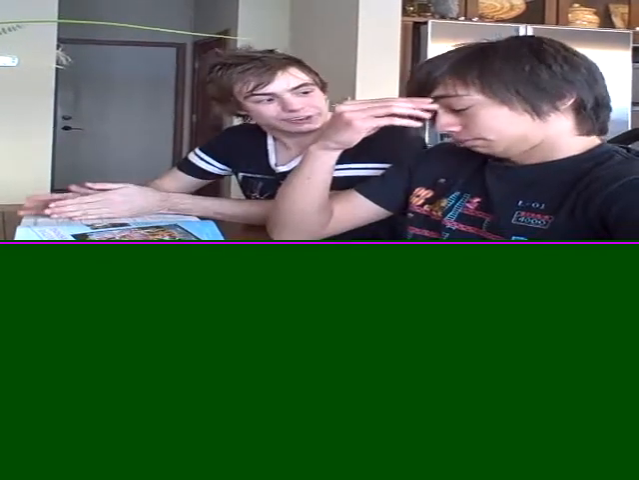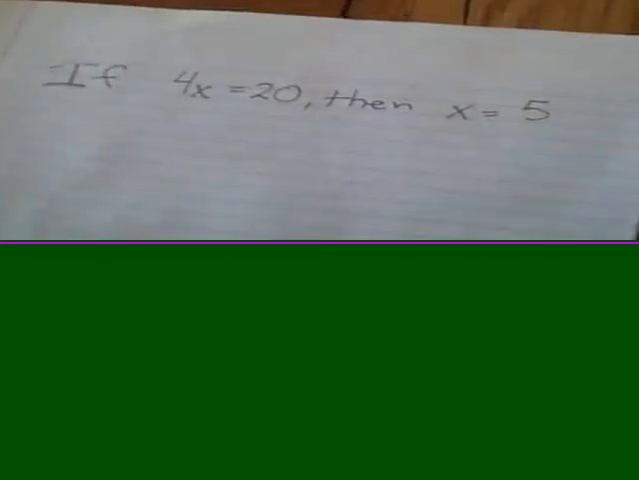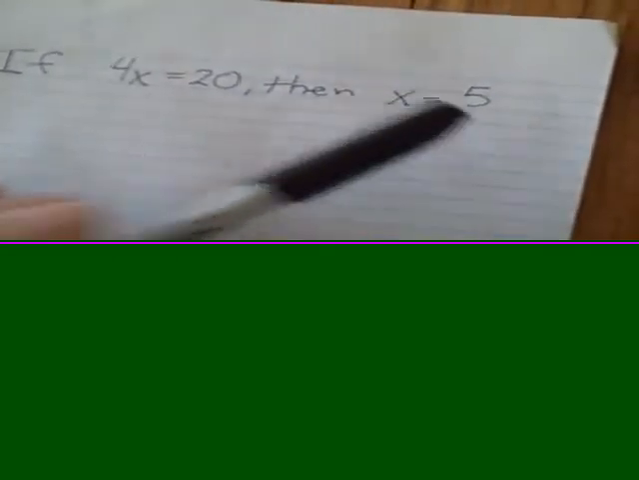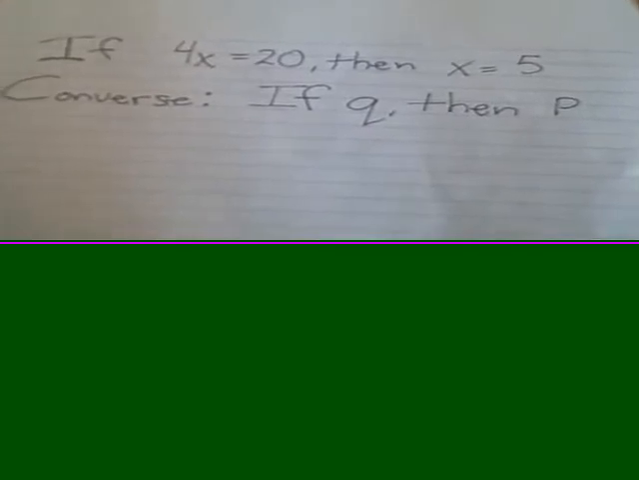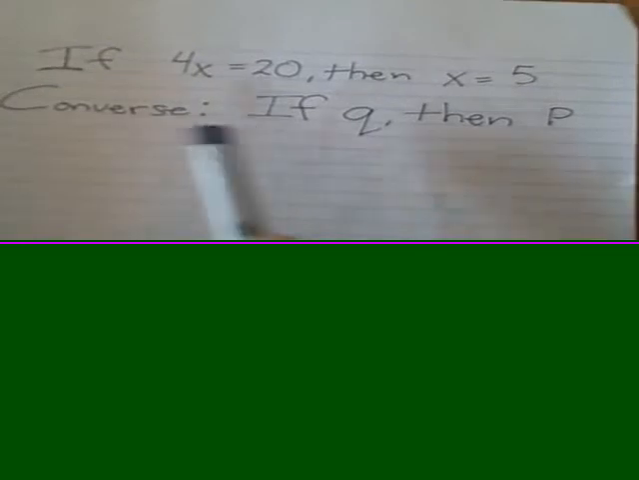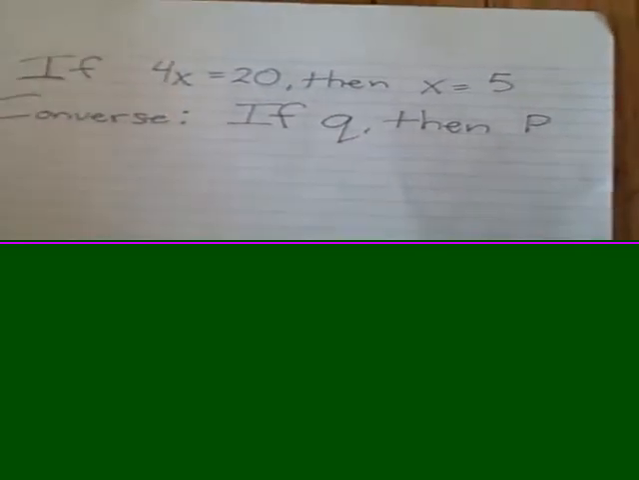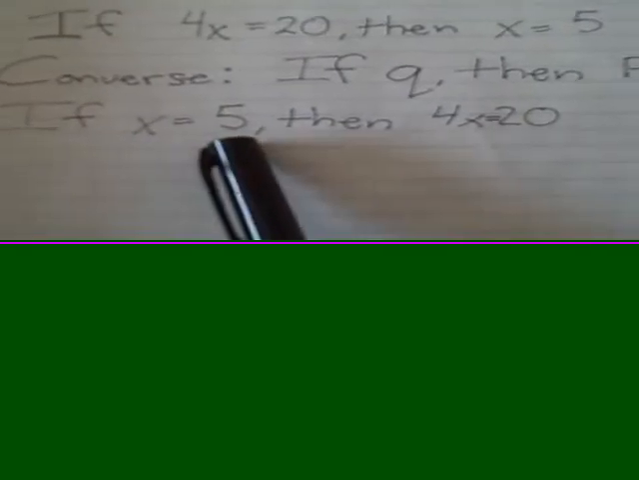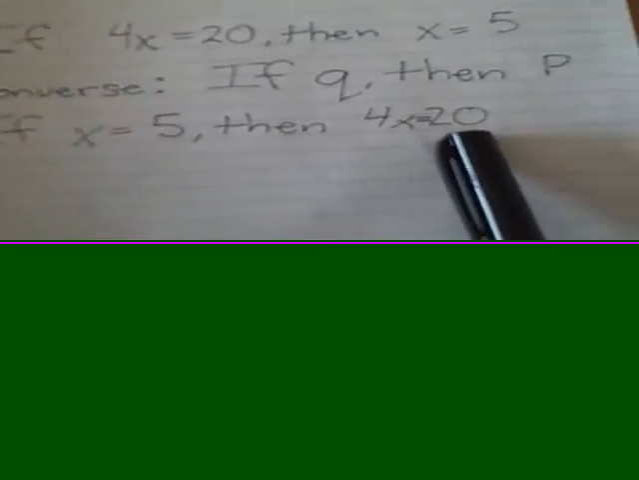It's like this. If P, then Q. So for example, if 4x equals 20, then x equals 5. Let's look at it this way. The converse is the statement flipped. So, like this. If Q, then P. But let's flip my example. So, if x equals 5, then 4x equals 20.